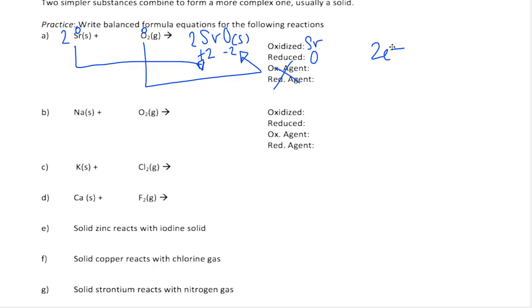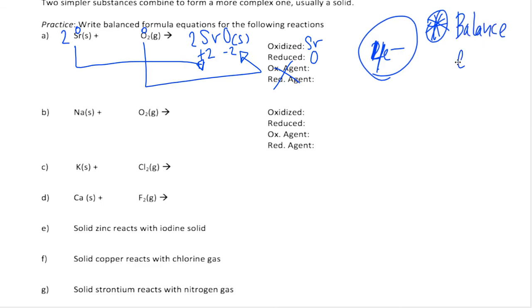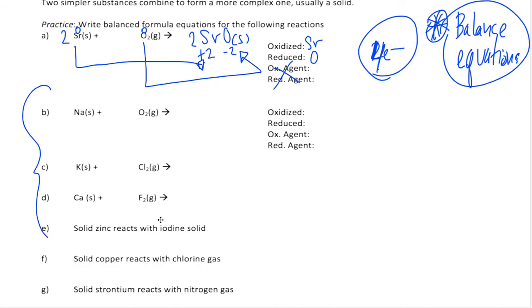So actually, I was wrong. There were 4 electrons. I almost messed up because I forgot to balance the equation. Make sure you balance your equations. All right, that should be the first thing you do when you see an equation. So I should have done that first. So try that with these.